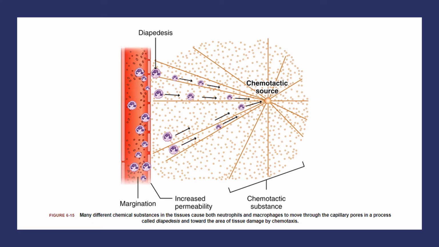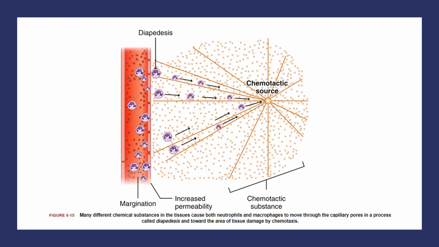We mentioned earlier that the different leukocytes are going to move out of the blood vessels and go towards the site of inflammation. So how do they do that? Well, there are many different chemical substances that can cause the neutrophils and the macrophages to go to this site. This whole process is known as diapedesis. So when the macrophages are moving out of the blood vessel towards the chemotactic source, that's diapedesis. But how they're actually directed, that's chemotaxis.